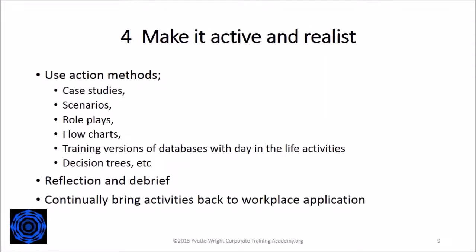So that brings us to strategy 4. Make it active and realistic. You can use loads of different instructional methods to get participants challenging how they operate, collaborating, and learning from each other. Remember, most workplace learning happens in social learning, which is out on the work floor, not in your training room. So support that idea in your learning space.